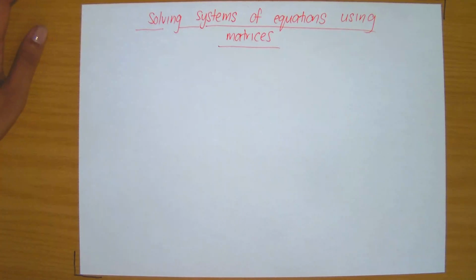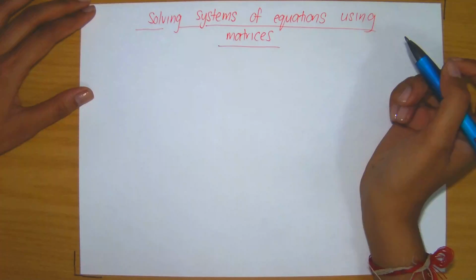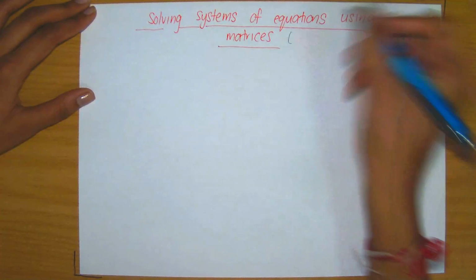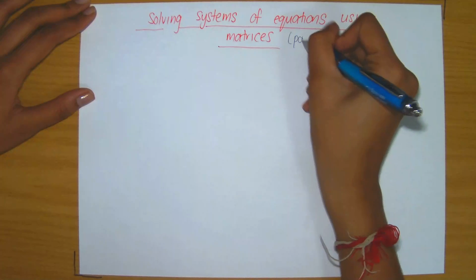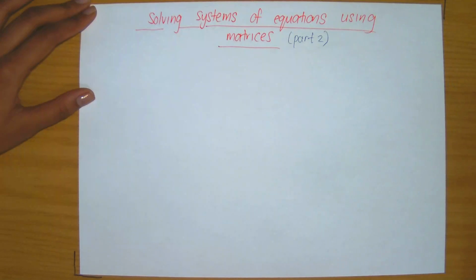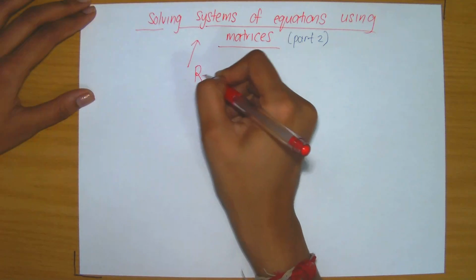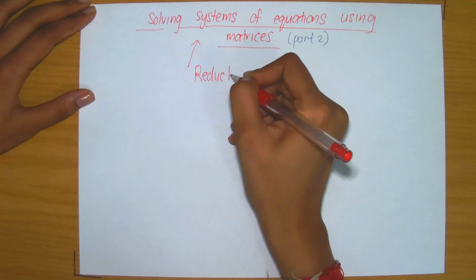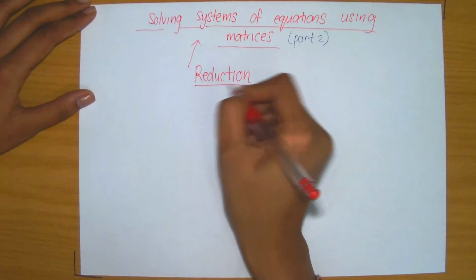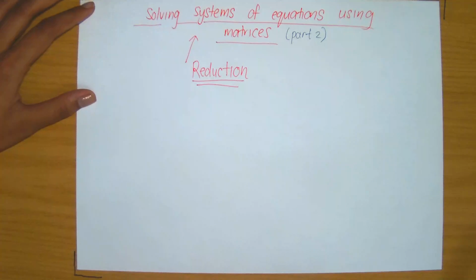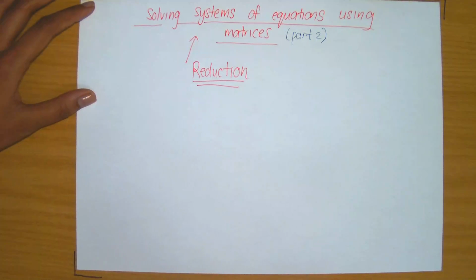Hi everyone, so this is part 2 of our lecture series on solving systems of equations using matrices. Alright, so in today's lecture we are going to look at examples of how to use the method of reduction, which is what we were introduced to in part 1. So remember that it was reduction. Right, and we will use this method of reduction to solve systems of equations.